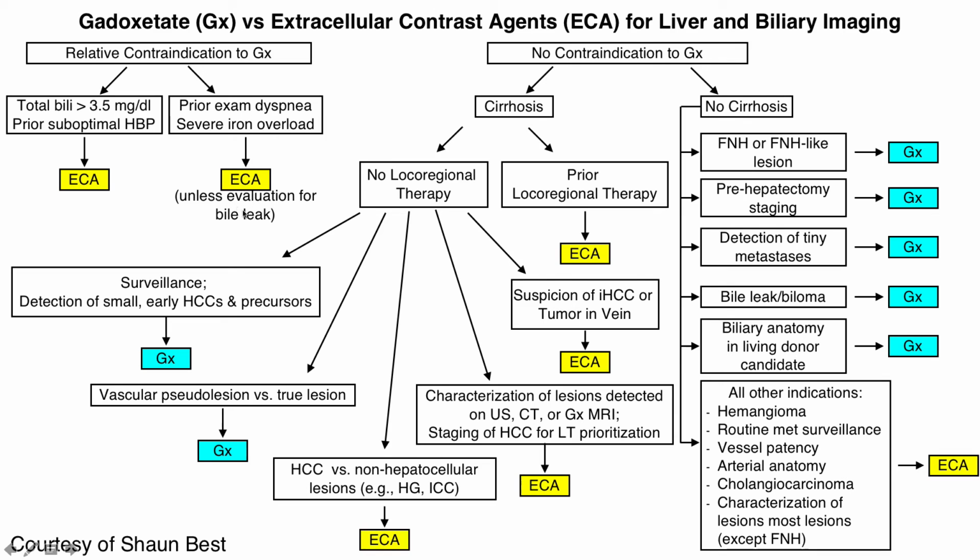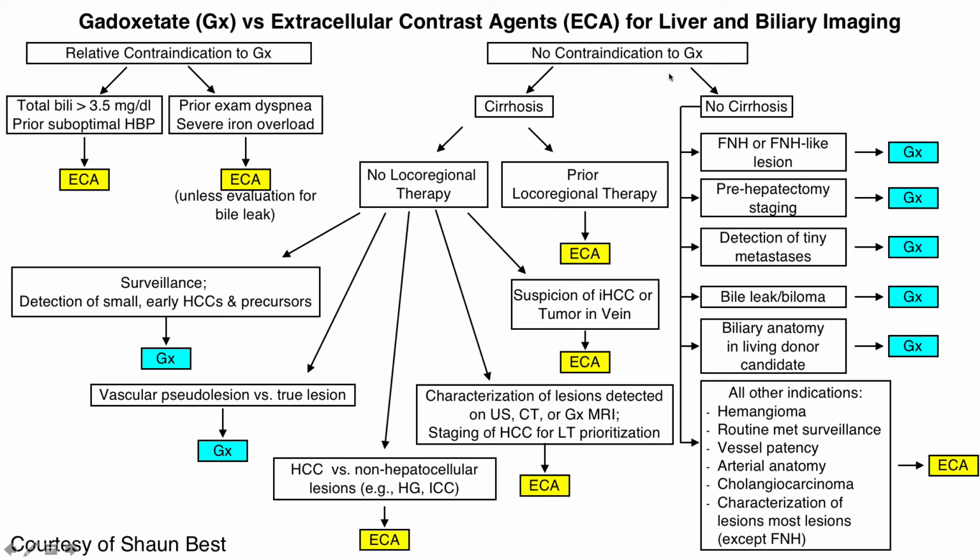The exceptions would be if the purpose of the exam is to look for bile leaks or biliary anatomy. In that case, the fact that they can't hold their breath in their arterial phase doesn't really matter. In that case, the fact that the liver is not that bright doesn't really matter. So you could still give Gadoxetate for biliary leaks, but if that's not the indication and the patient couldn't hold their breath last time or has severe iron overload, give an extracellular agent. Okay, so that's if there's relative contraindications.